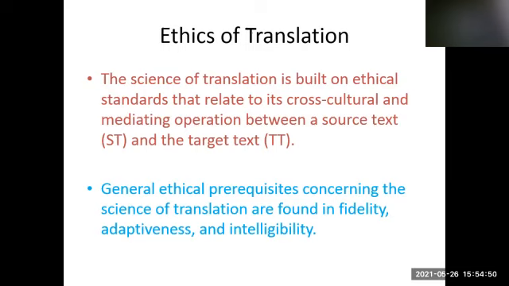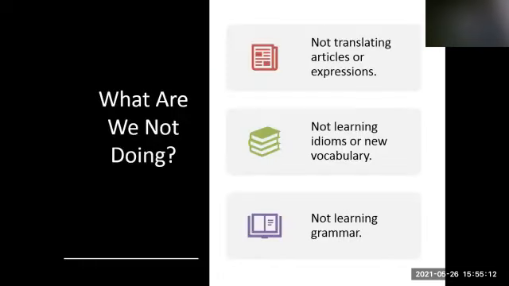And of course, these three concepts, fidelity, adaptiveness, and intelligibility, we are going to look more at them in detail, not as part of the ethics, but as some of the problems we might encounter. So in order to understand these concepts, we are going to do a lot of things in the course. But let me tell you about what we are not doing in this course.